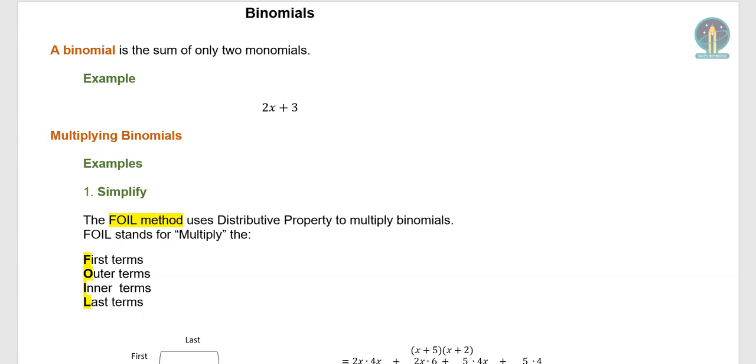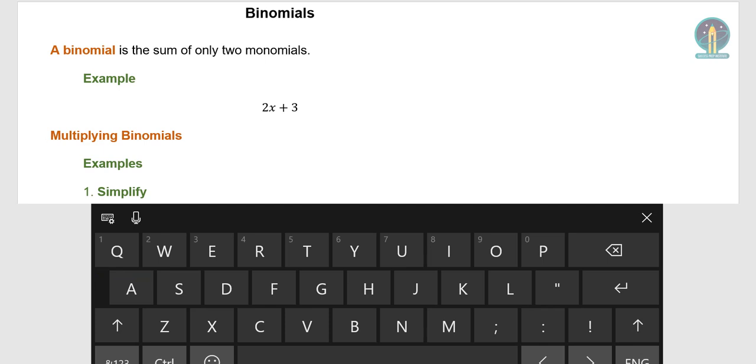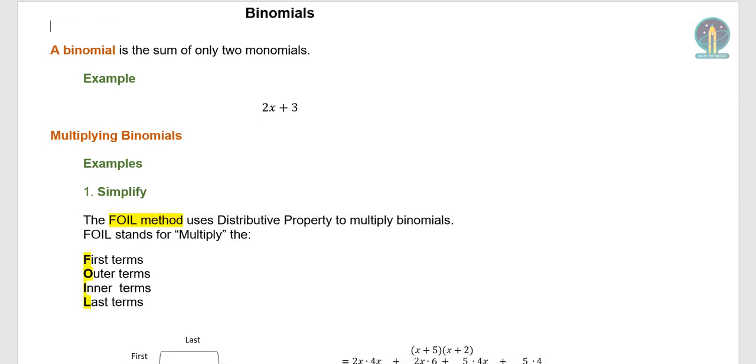In this concept, we're going to talk about binomials. A binomial is the sum of two monomials. Here's an example, 2x plus 3. So 2x is a monomial consisting of a number multiplying a variable, so a product of a number and a variable, and then 3. So 3 is a monomial consisting of a single number. This sum is known as a binomial. So this is a binomial.